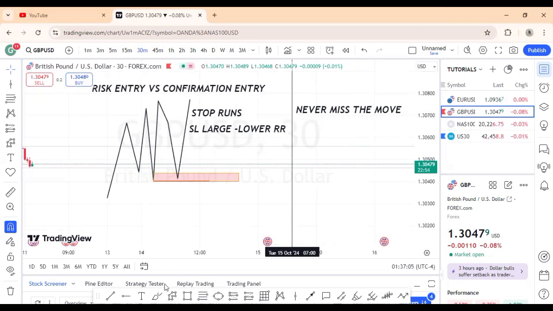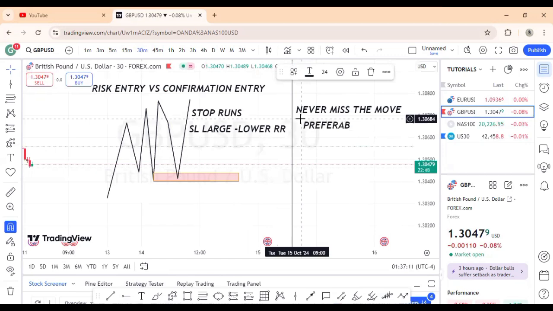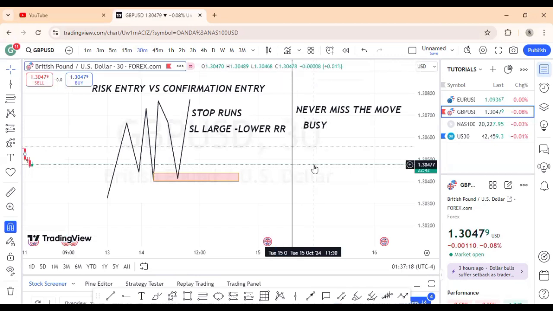And it is also preferable for people that are busy. When you don't have much time on the chart, you can always use those confirmation entry, risk entries because you're busy. You don't have time to be looking at chart patterns. You don't have to always be on the chart. You just place your limit and then you walk away. Maybe you analyze in the morning, you place your limit for the day and then you go to work.